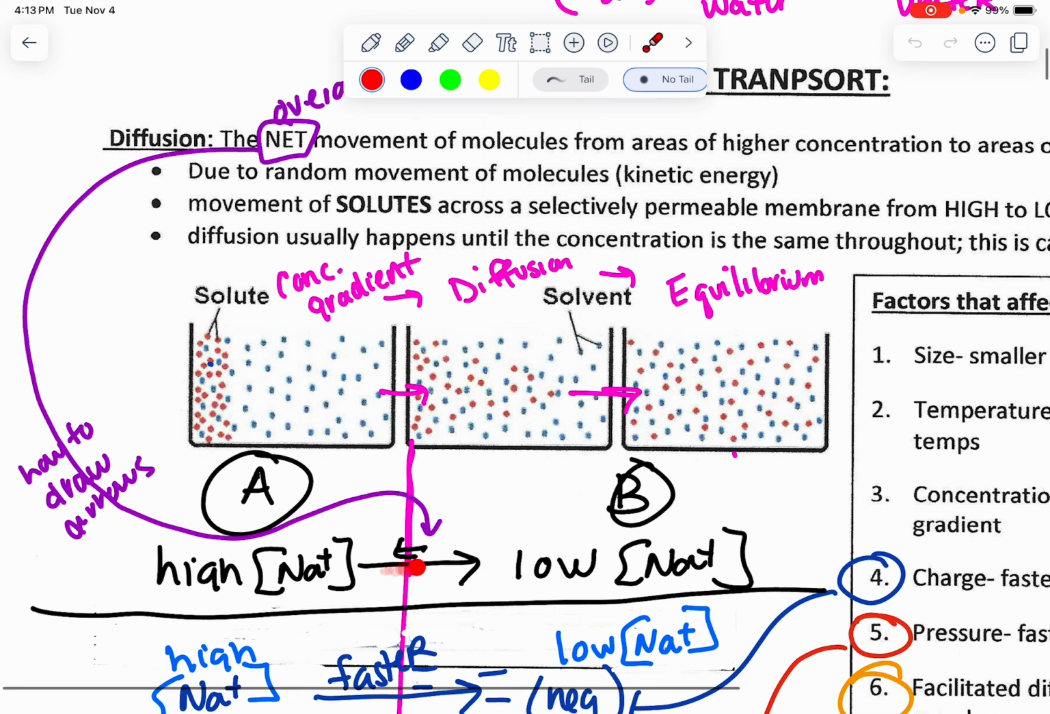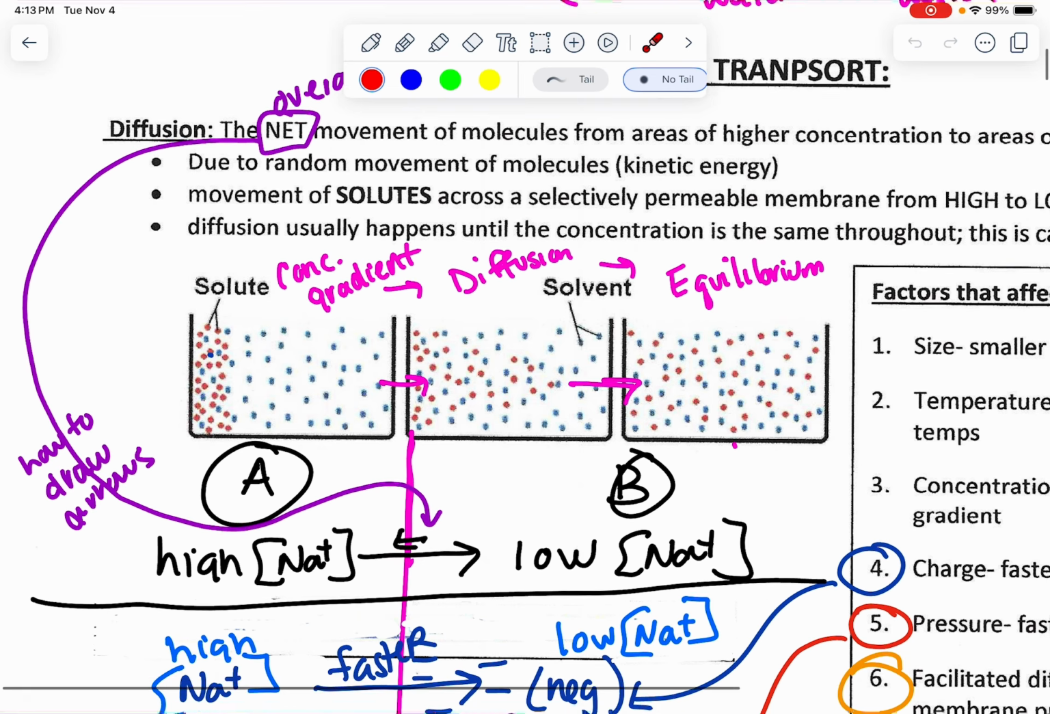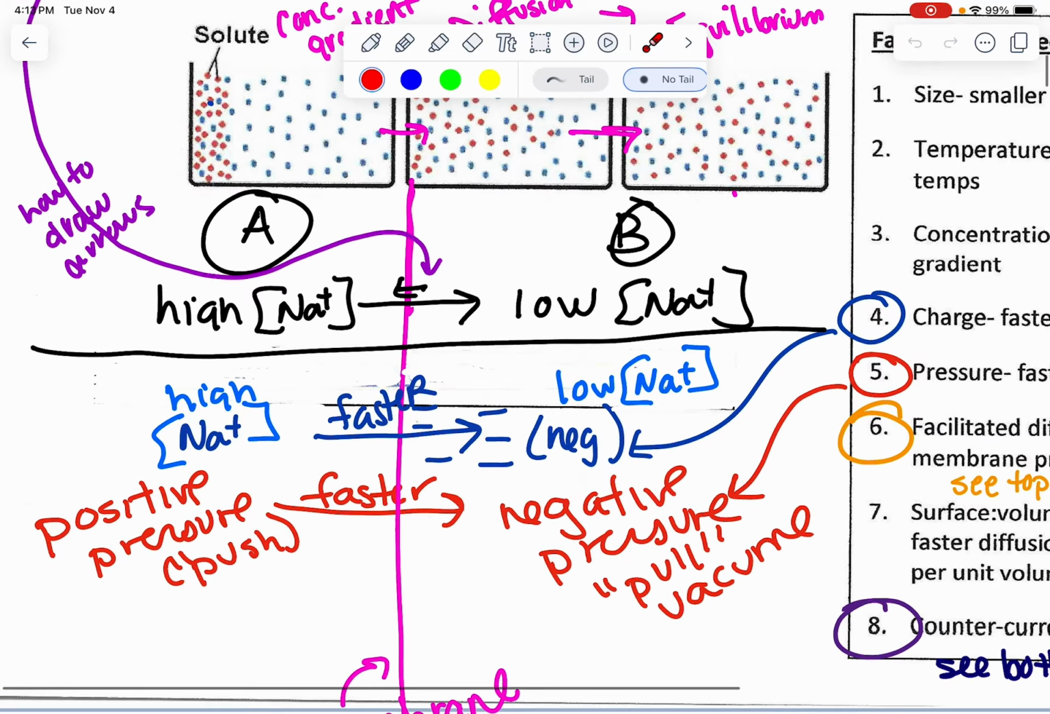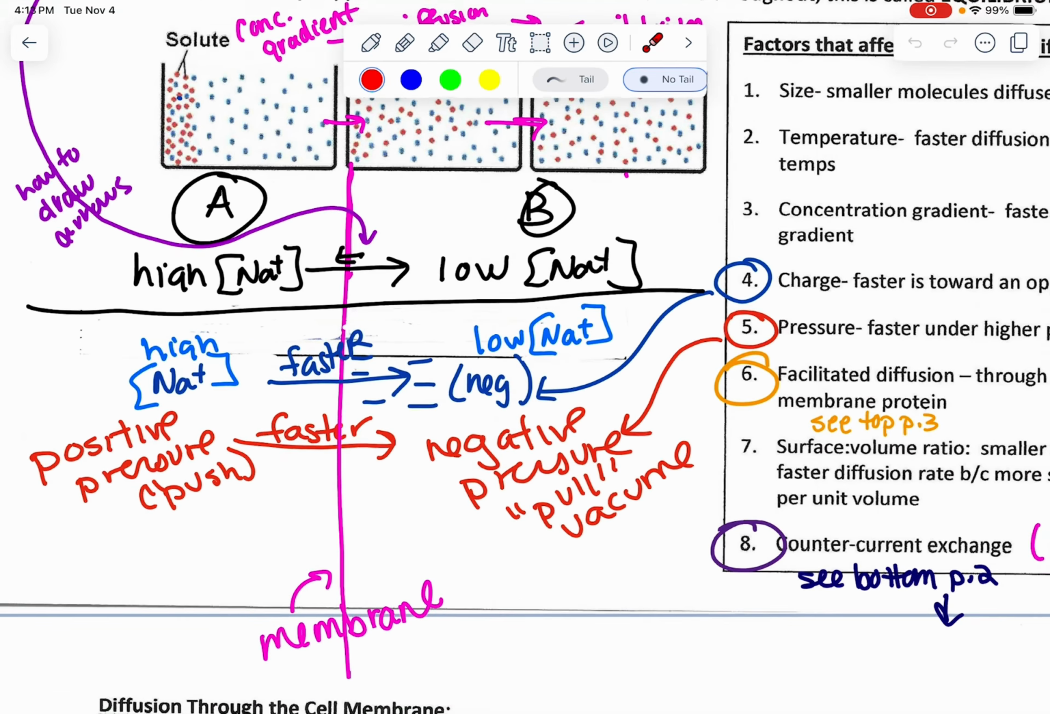So this just shows you what I mean by the net; I wrote how to draw the arrows for that. I'm going to give you this, you might want to take a second and pause and write this down, but let's say this pink line here is a membrane.